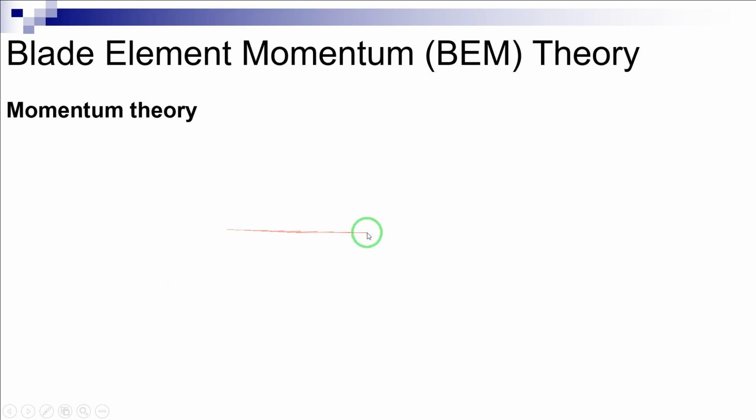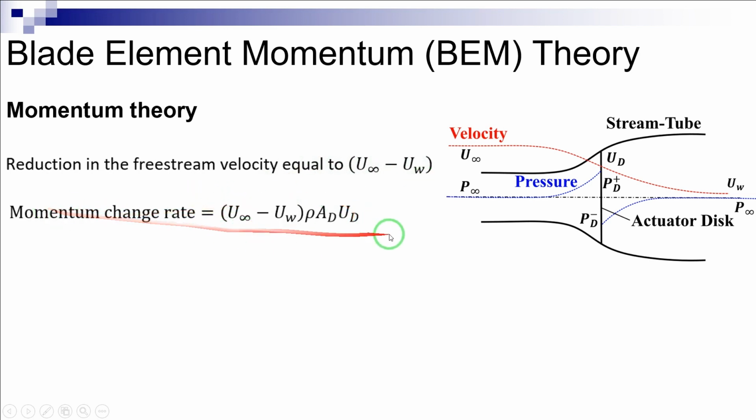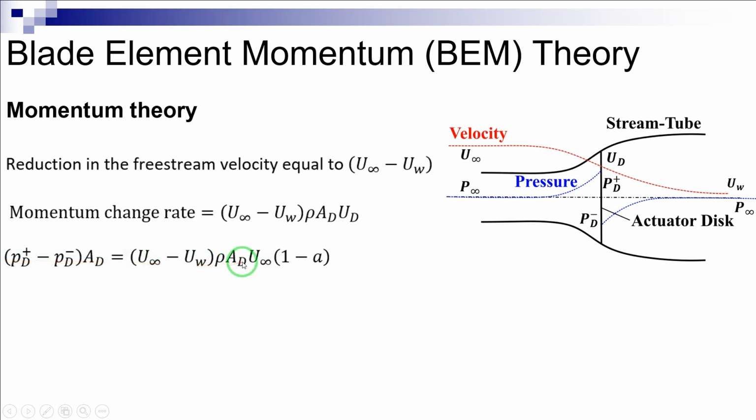Momentum theory. The presence of the disk causes a reduction in the free stream velocity equal to U infinity minus U W, and a rate of change of the airflow momentum, which is given by this equation. This momentum change is associated with the force coming entirely from the pressure difference at the actuator disk. Therefore, we can write the following equation. The pressure difference on the left hand side can be calculated by applying Bernoulli's equation to both upstream and downstream sections of the stream tube.